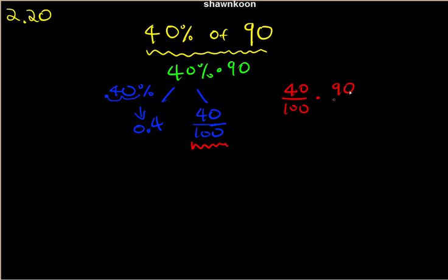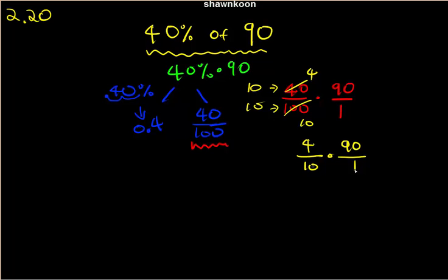So 90 is the same thing as what? 90 over 1, right? And as you can see, these 40 and 100 are divisible by 10, right? So 10 goes into 40 how many times? 4 times. How about 10 goes into 100 how many times? 10 times, right? So we can just rewrite that as 4 over 10 times 90 over 1.